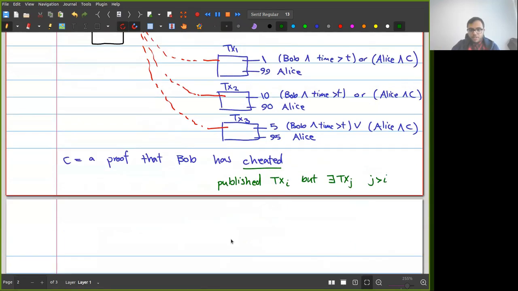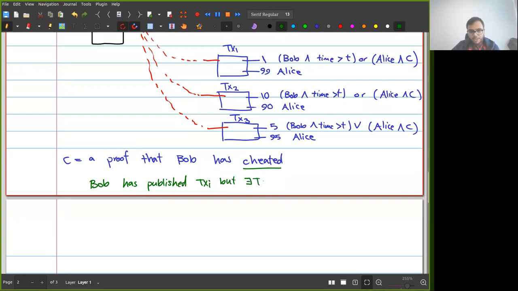So it's not just that Bob is publishing transaction I and there is a transaction with a larger index, but also that transaction I is paying Bob more than transaction J. So when I say Bob cheated, I mean Bob has published transaction I, but there is a transaction J, with J larger than I, that pays less money to Bob. So this is now my definition of cheating.